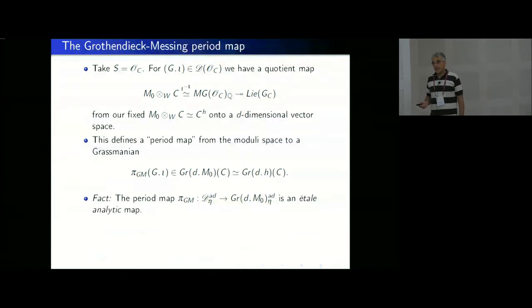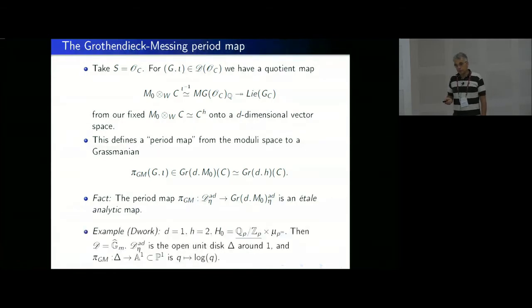Now, it's a fact that as an analytic map, it is in fact a transcendental map. We'll see in a moment an example. But it is an étale analytic map. That's one important fact. And the first example is actually an old computation that was done by Debargha, not so much in this language. And this is the example that we considered as the first example.